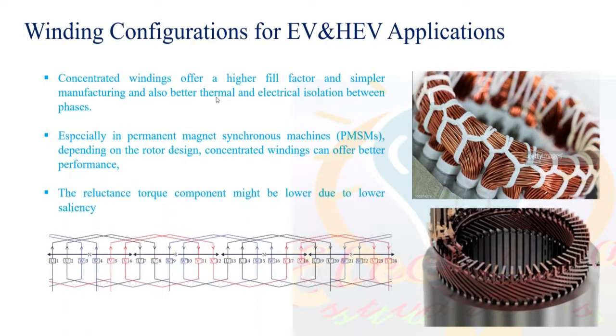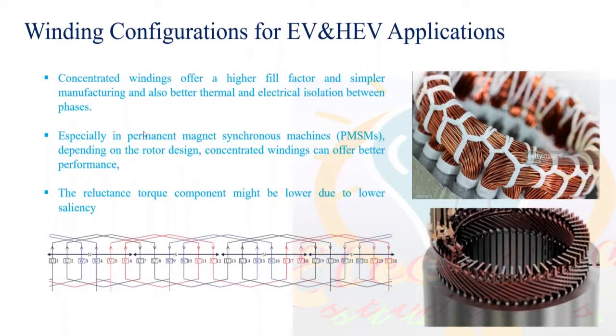Looking at that, concentrated windings offer a very high fill factor. You can fill a lot more current carrying conductors, and they are simple to manufacture. At the same time, thermal and electrical isolation is also better compared to the other windings. But because of this concentrated winding, we generally have, in a motor, two types of torque, right? The reluctance torque, which we demand and which is needed more, is quite lesser when we use this type of winding.